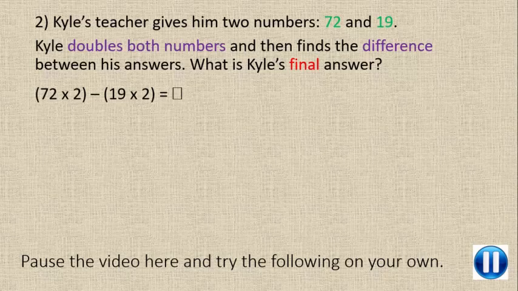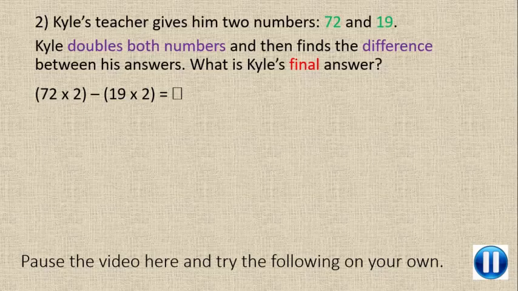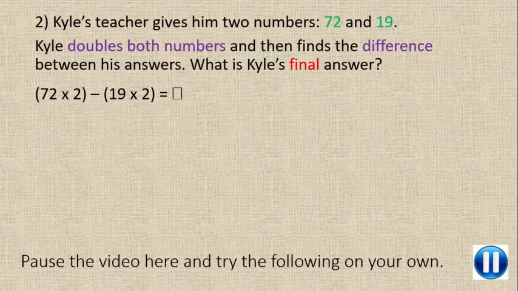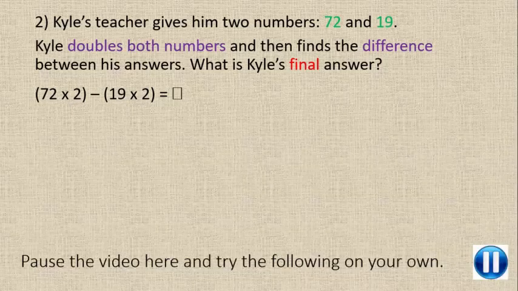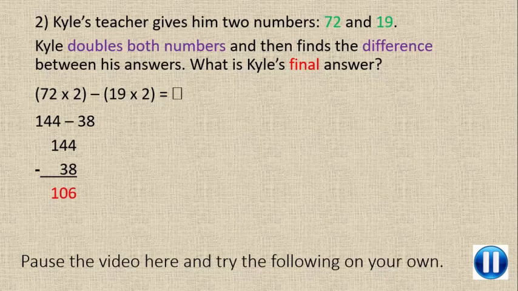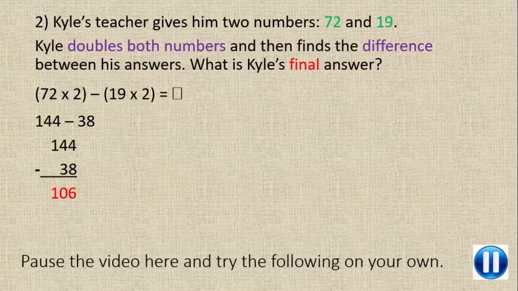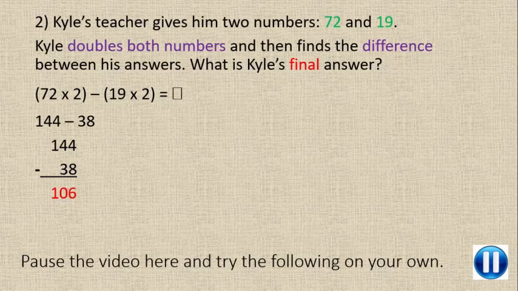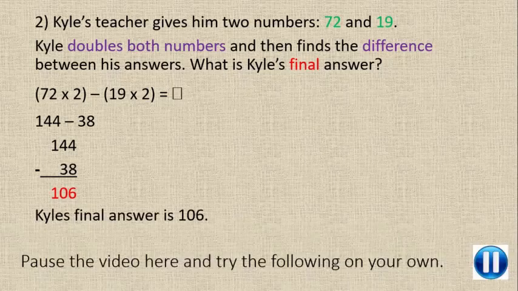So our number sentence, in our first bracket, we say 72 times 2. Then we minus 19 times 2. So we're first doubling in our brackets, and then we find the difference by subtracting, equals our answer block. So let's look at our doubling. So we have 144 minus 39. So then we put that into our subtraction form. 144 minus 39, and our final answer is 106. Let's write our answer sentence. Kyle's final answer is 106.